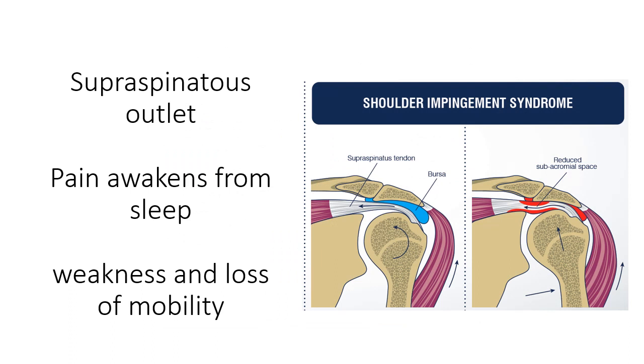The compression is in the supraspinatus outlet. As we can see, when the patient starts to have compression of the supraspinatus muscle by the bursa, this will lead to tendinitis and inflammation of the supraspinatus tendon. The patient will present with pain that awakens from sleep, and by physical examination, we will feel weakness and loss of mobility of the shoulder joint.